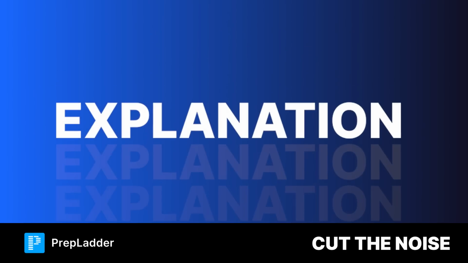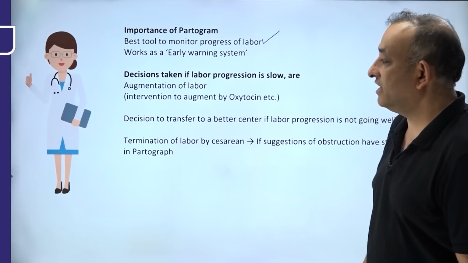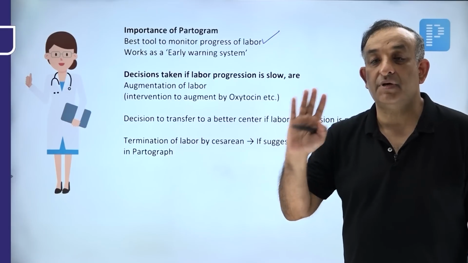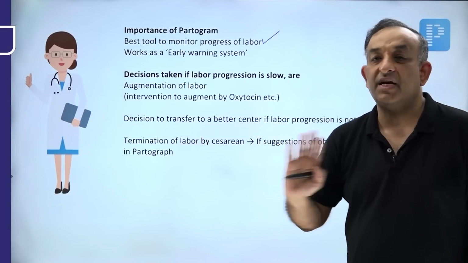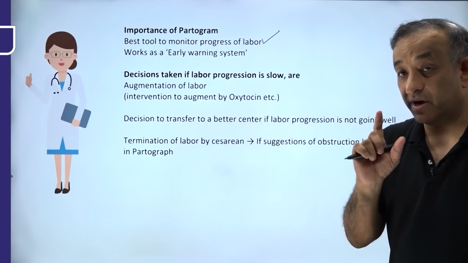Here's the explanation. Now, partogram is the best tool to monitor the progress of labor. It is an early warning system. Please, partogram, best method to see the progress of labor. Many times this question has come. All right, MCI students, please mark this answer very confidently.